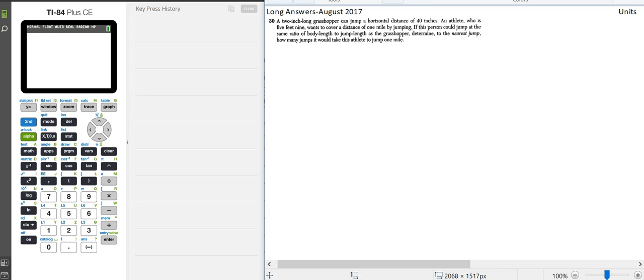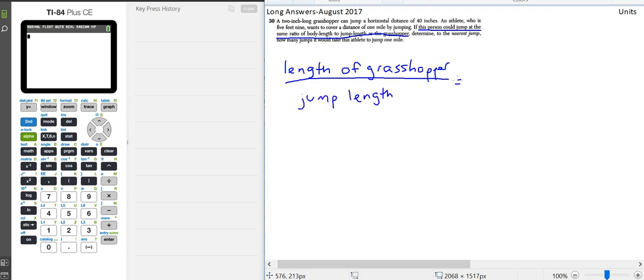So we're going to set up a ratio. We're told in the question that if the person could jump at the same ratio of body length to jump length as the grasshopper. That means that the body length of the grasshopper over the jump length of the grasshopper would be equal to the length of the athlete, or the height of the athlete, over the jump length of the athlete.